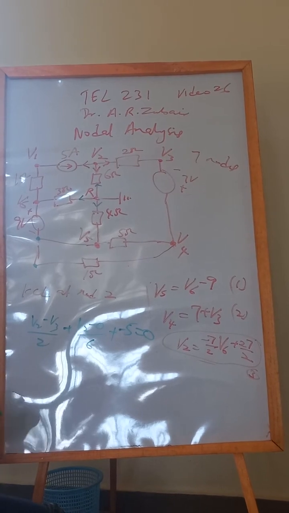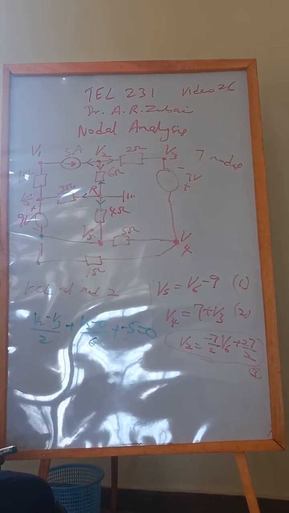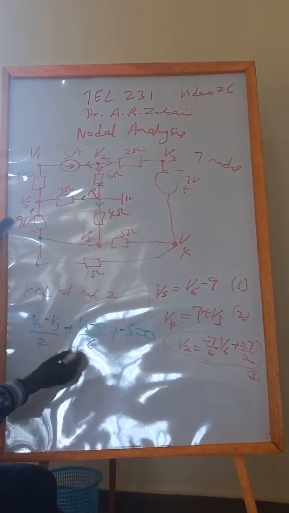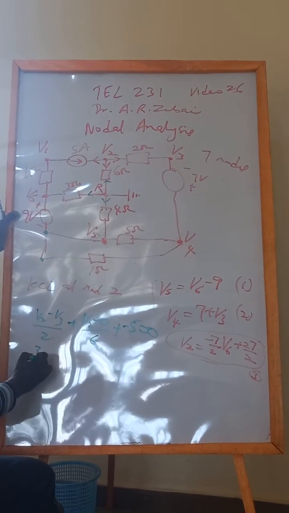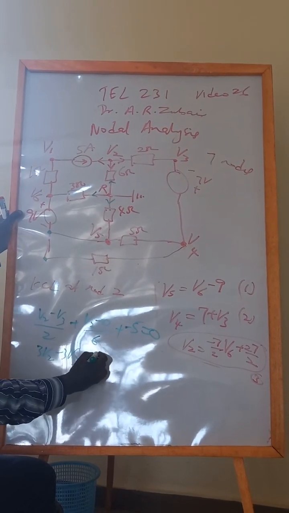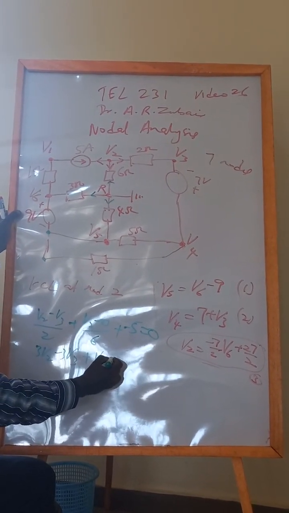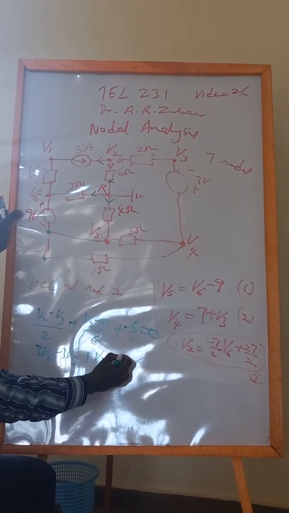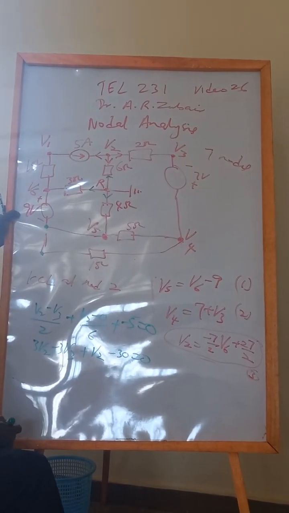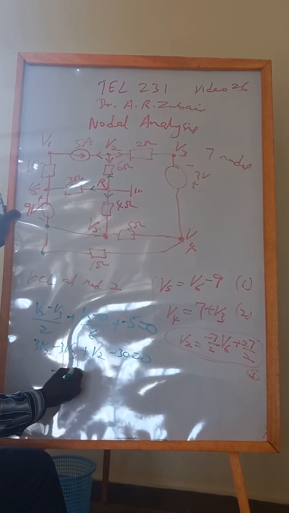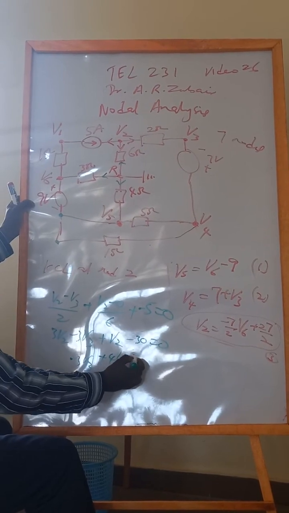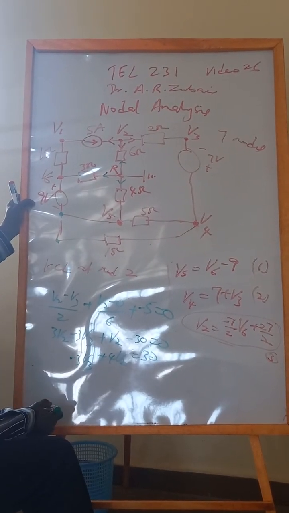So now, let me multiply through by 6. If I multiply through, what am I going to have? I'm going to have 3v2 minus 3v3 plus v2 minus 30 equals 0. So this is like minus 3v3 plus 4v2 equals 30.